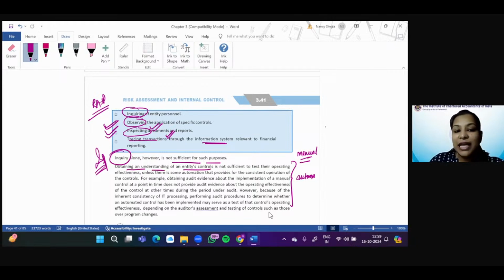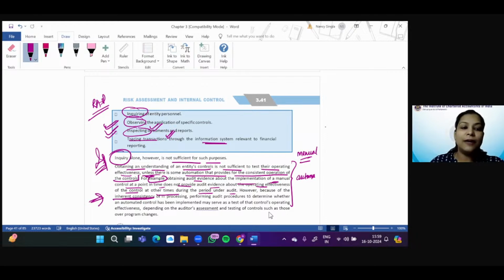Obtaining an understanding of the entity's control is not sufficient to test their operating effectiveness unless there is some automation that provides for consistent operation of the controls. For example, obtaining audit evidence about implementation of a manual control at a point in time does not provide audit evidence about operating effectiveness of the control at other times during the period under audit. However, because of the inherent consistency, we have studied only negative inherent things like inherent limitations. So this is a positive aspect of automated control, the inherent consistency of IT processing.